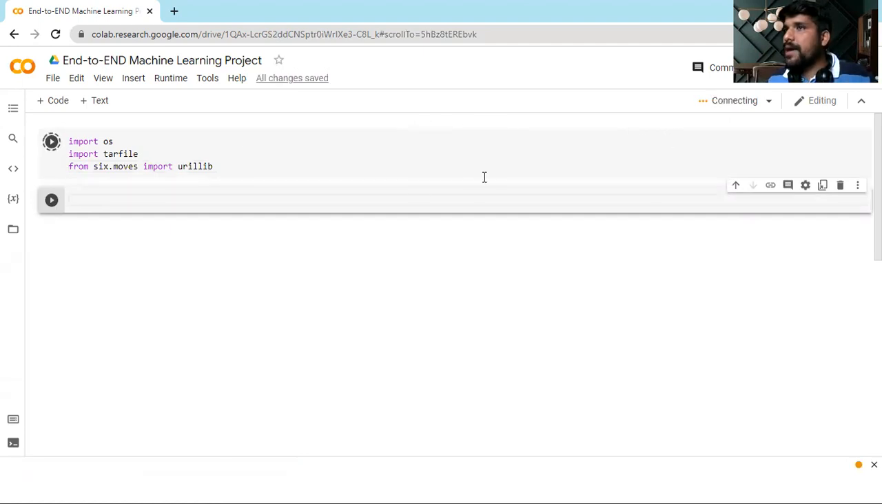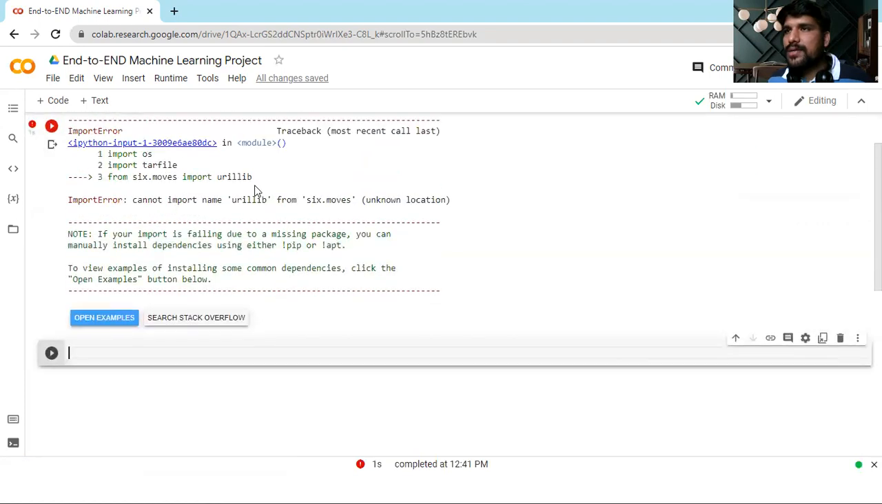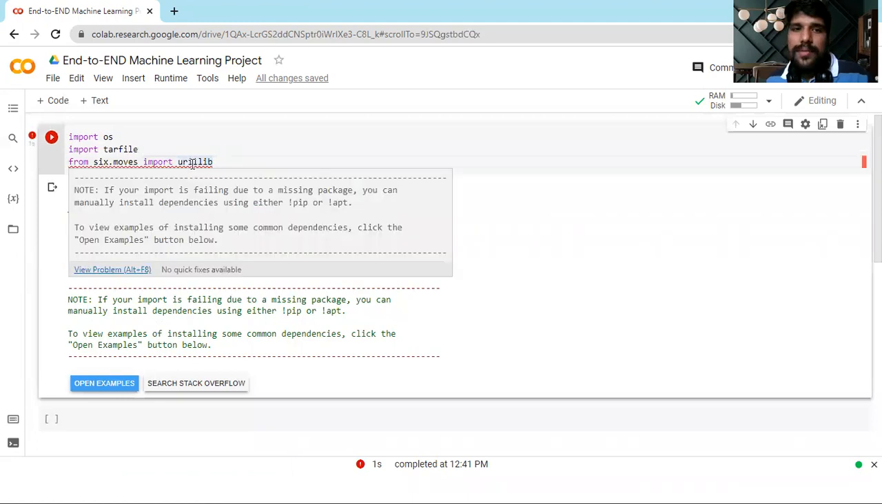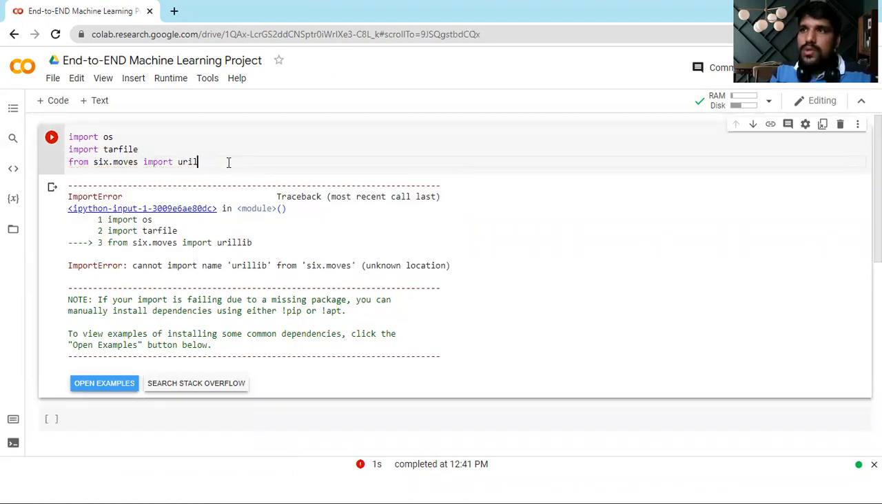I think my Google Colab is connecting, so let's wait for some time. I hope the same for you. Yeah, it's initializing, and very soon, yeah, it's connected. And then it's giving me some issue. It says it cannot import urllib from six.moves. Okay, so is it correct? I think I made a mistake here. Okay, it's urllib, sorry.